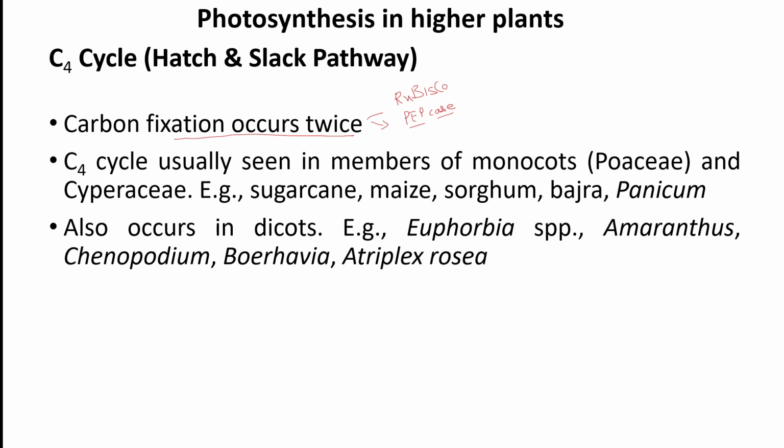Some of the examples where the C4 cycle is seen: usually it is seen in members of the monocots, and some members of the Poaceae family, like sugarcane and maize. It is also seen in members of the family Cyperaceae. Here are the examples: sorghum, bajra, panicum. The C4 cycle is also seen in some of the dicots, for example Euphorbia, Amaranthus, Chenopodium, Boerhavia, and Atriplex.